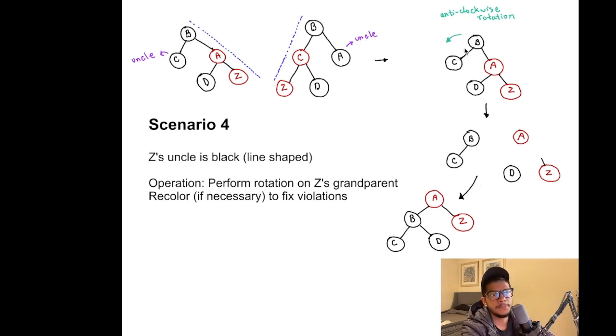That sort of is the main part of scenario 4. So you can see here, when we perform an anti-clockwise rotation on Z's grandparent, so in this case B is the grandparent of Z, this chunk gets broken down, the rest are also sort of separated, and then because we want to keep this part intact, this goes on to join node A as the left subtree. D was an individual node. D becomes the right subtree of B, and Z becomes the right subtree of A.